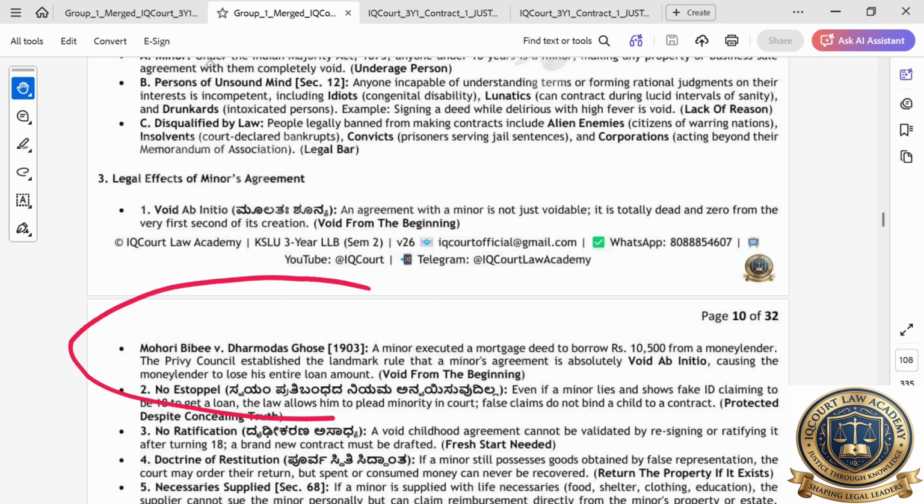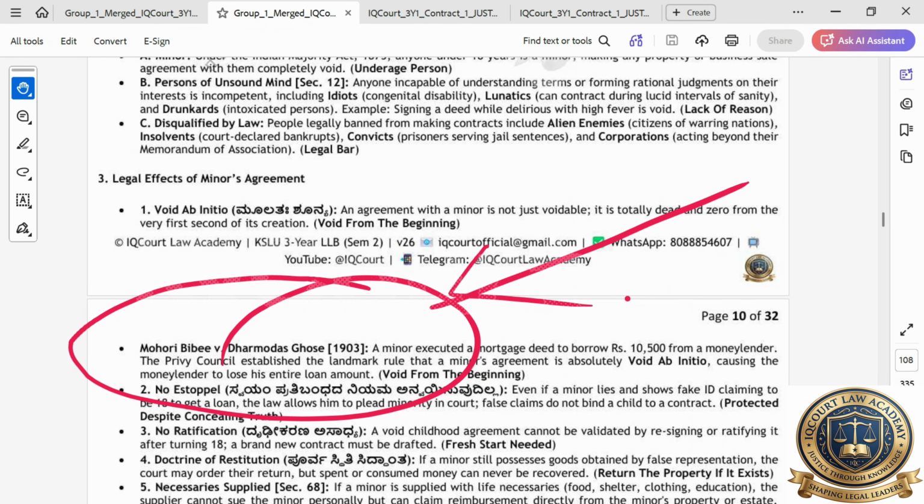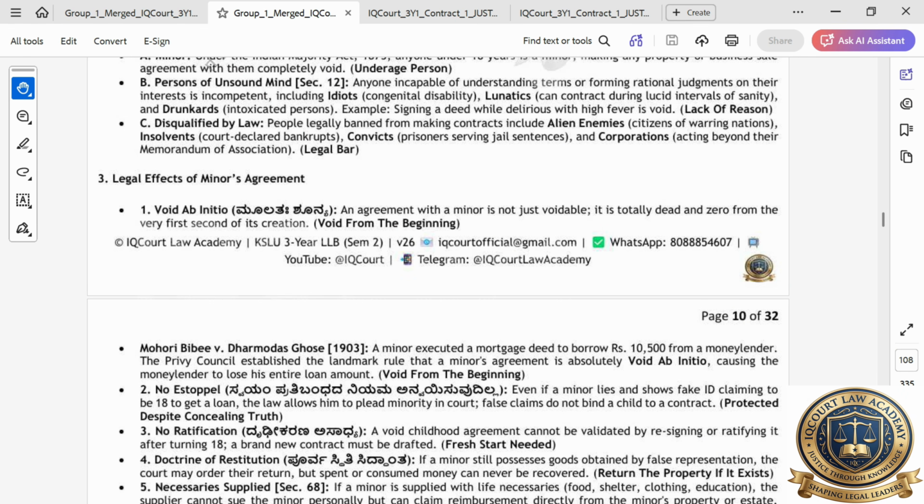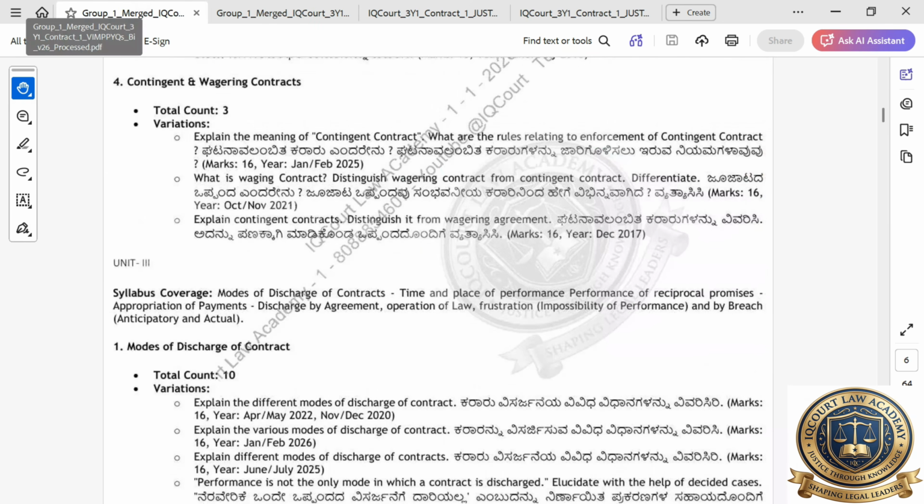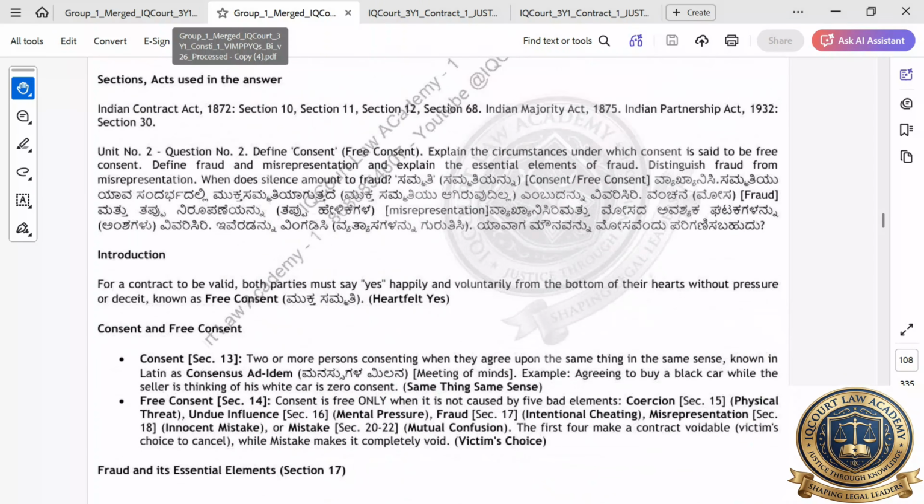See, this case law is very, very important. If you are not writing this, you will get fewer marks. You have to write this question. Very famous case law, landmark case law, top case law, very, very important case law, amazing case law. You have to write this case law. We have covered everything in the study material for these questions. No need to worry at all.